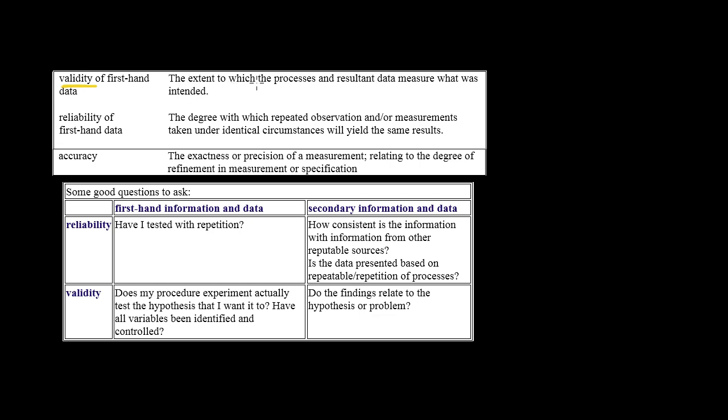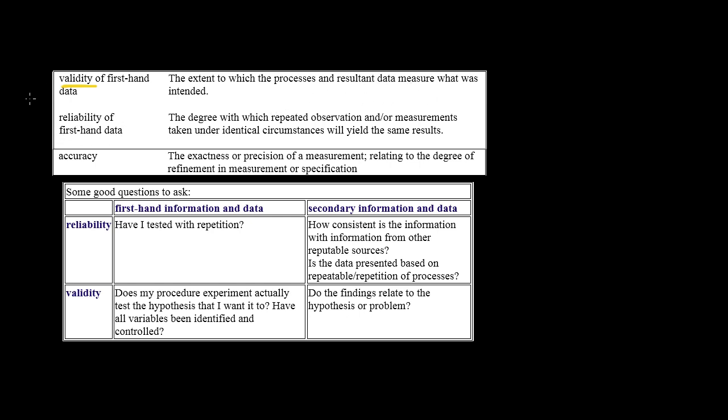The validity is the extent to which the processes and resultant data measure what was intended. So it's basically saying, if you want to know if an experiment's valid, it's whether the method actually tests what you wanted to test. If your hypothesis was that the pH of a certain substance is 7, because it looks like it's going to be pH 7, and your method does something that's completely unrelated, there's a high chance that it is not a valid experiment. So that's what it basically refers to: the extent to which the processes and resultant data measure what was intended.